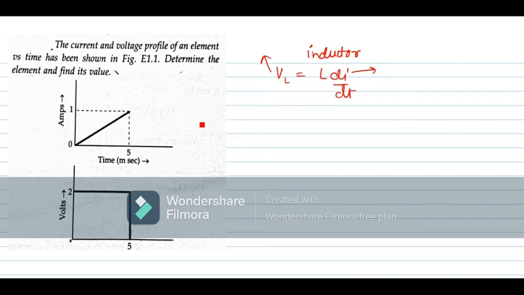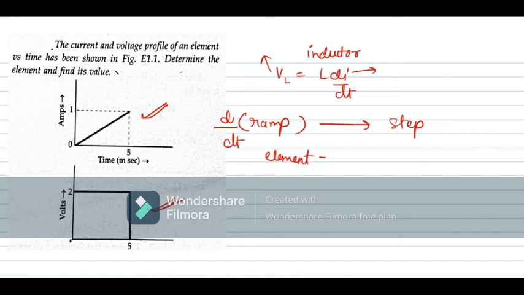Here we are seeing current as a ramp function. When we differentiate this ramp, that means we are differentiating the current. Differentiation of a ramp will give us a step function. So you can see here differentiation of current is giving us voltage, and differentiation of ramp function is giving us a step function. So this is definitely an inductor. This element is an inductor.